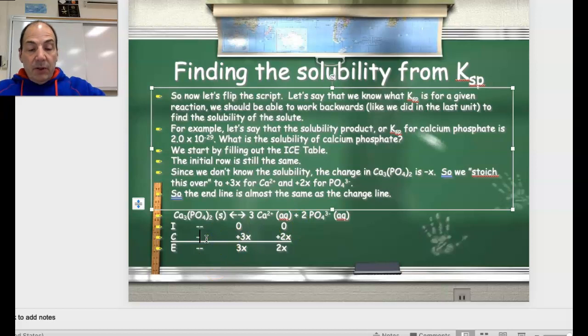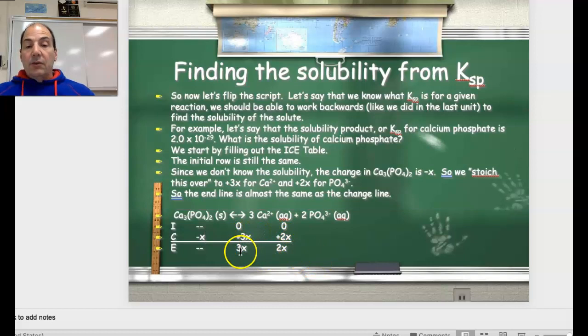And we want to find the solubility. So really I'm trying to find x here. Well, by stoichiometry, that means that this change has to be plus 3x and this change has to be plus 2x. And so at equilibrium, this is going to be 3x, this is going to be 2x.